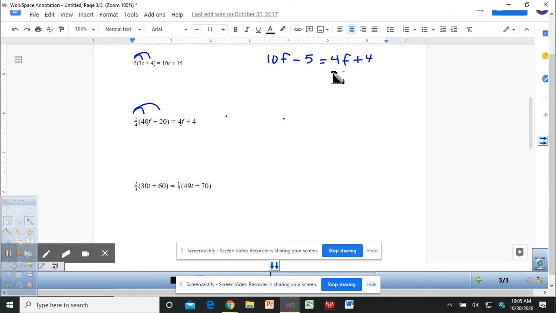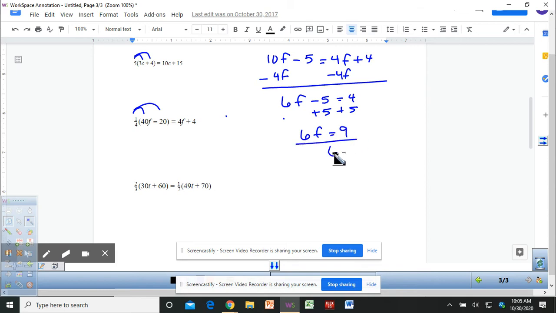Now we got to get rid of a positive 4f, so we're going to put a negative 4f on both sides, because that's going to cancel it, leaving us with 6f minus 5 equals 4. Now I can add 5 to both sides to get rid of that 5. 6f equals 9. Divide by 6. Now we have 9 divided by 6.